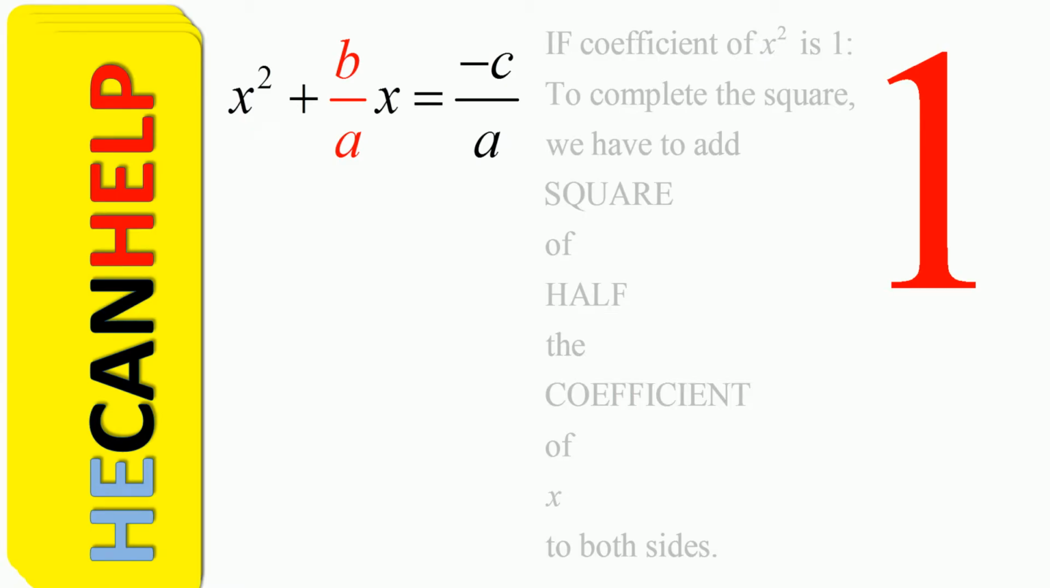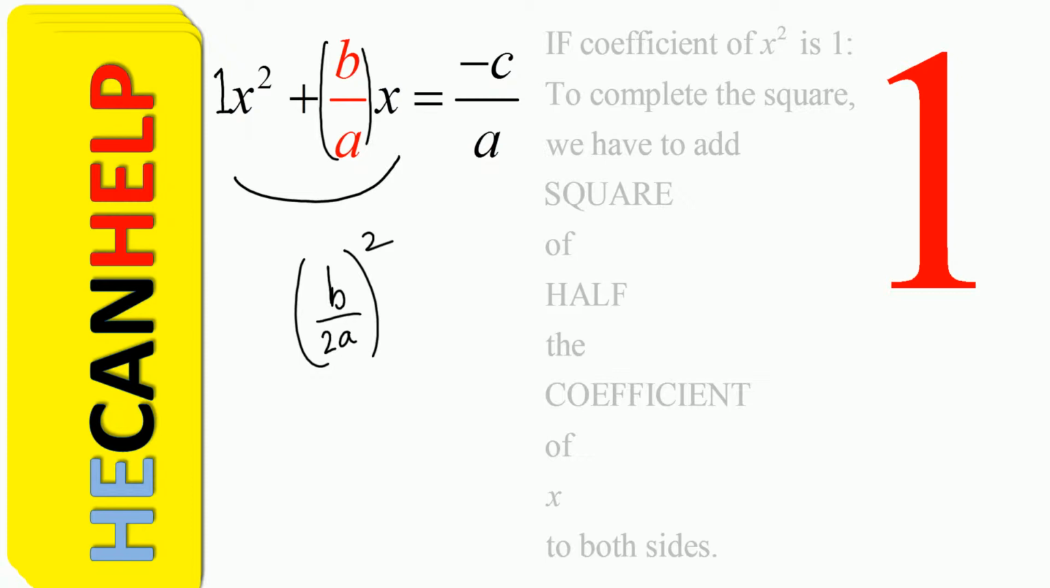If we have x squared plus b over a x equals negative c over a, what is our coefficient of x squared? It is 1. So if the coefficient of x to the power of 2 is 1, then we can complete the square on the left. How? By taking the coefficient of x, which is b over a, dividing by 2, and then squaring it, and then adding to the left and adding to the right. So let's see how we do that.